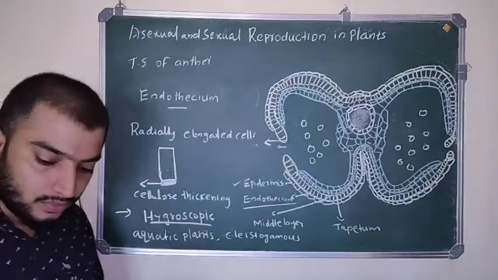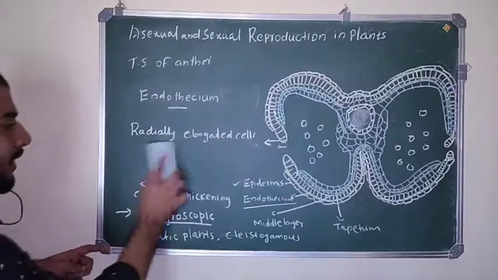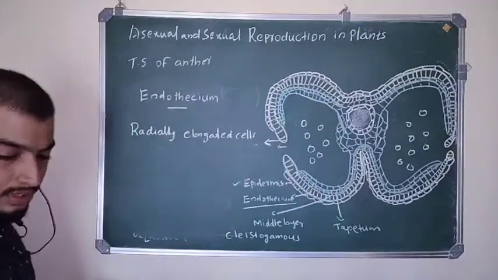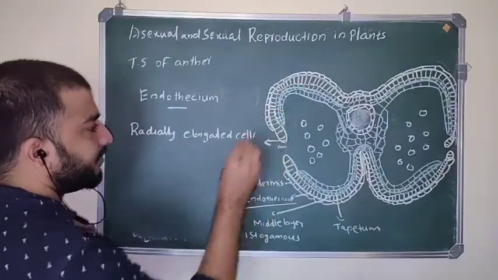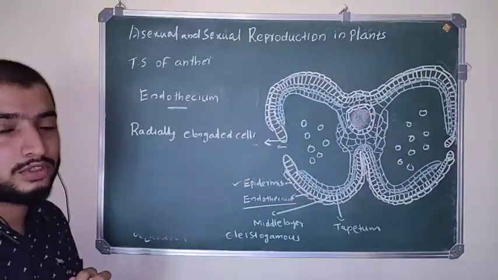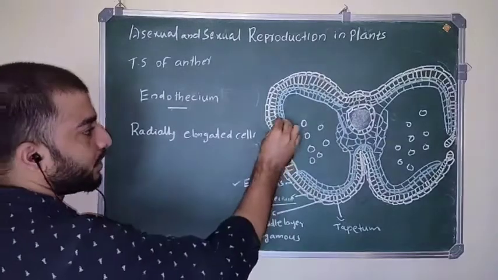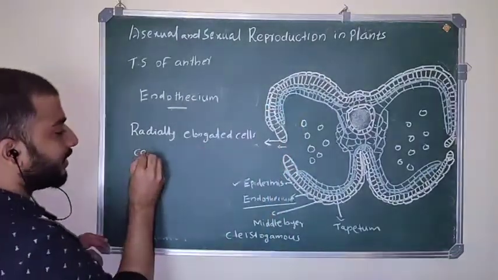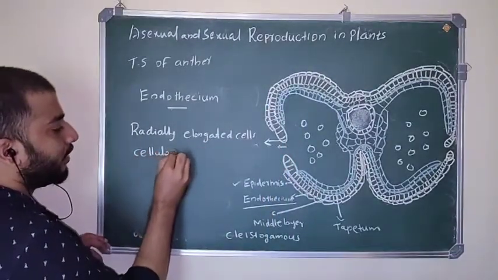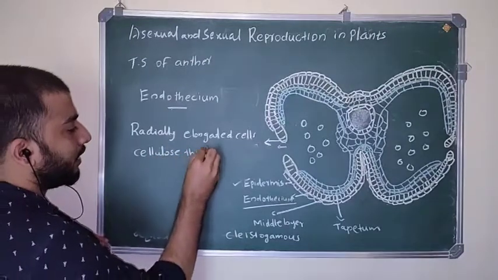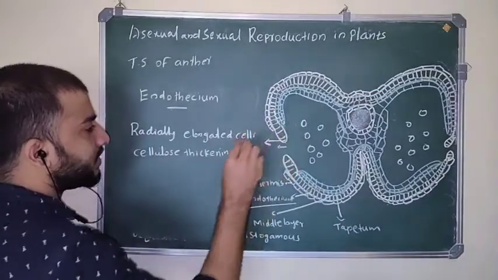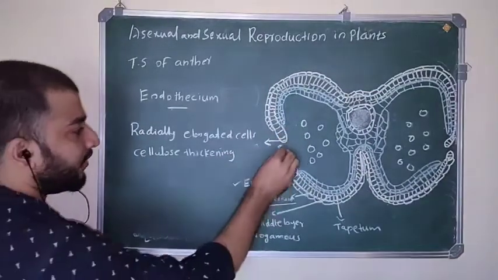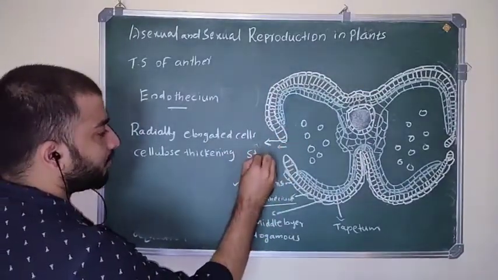Okay, but in the case of the endothelium, in one region this kind of thickening is absent. Usually the endothelium layer has cellulose thickening, we already said, but in one region this cellulose thickening is absent. That region is called the stomium.